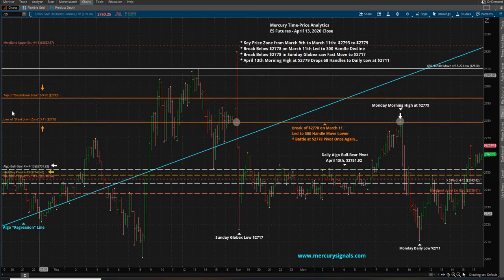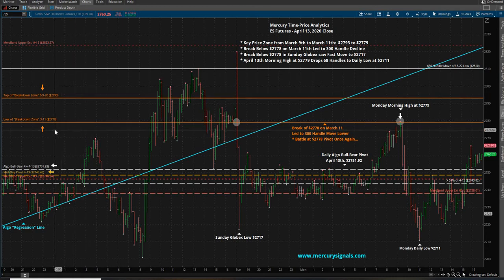Now, we identified this zone for our subscribers in our update that went out Sunday afternoon. So all of our members were aware of this area. Now, having said that, you had to be sitting in front of your screen when Globex opened, and you had to move quickly or this thing got away from you, and there's a certain point where you just don't want to chase price. But this area was identified in our Sunday email that went out to our subscribers.